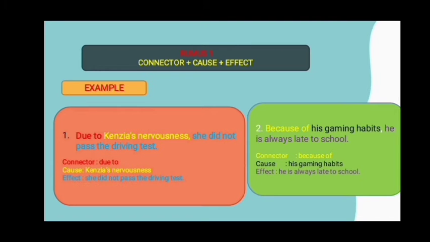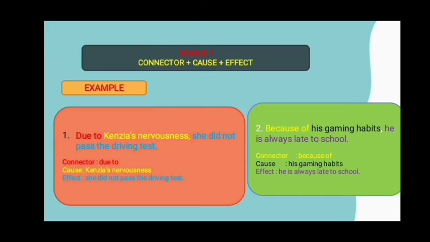Number 1, due to Kenjia's nervousness, she didn't pass the driving test. Karena kegugupan Kenjia, dia tidak lulus dalam ujian mengemudi. Due to as connector. Due to sebagai penghubung, Kenjia's nervousness sebagai cause atau sebab. She didn't pass the driving test as effect sebagai akibat. Jadi, karena kegugupan Jia, akibatnya, Jia tidak lulus dalam tes mengemudi.